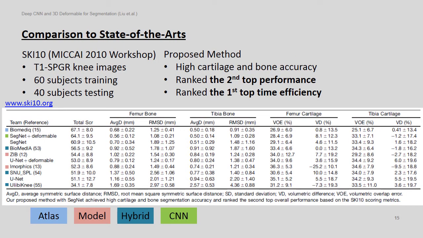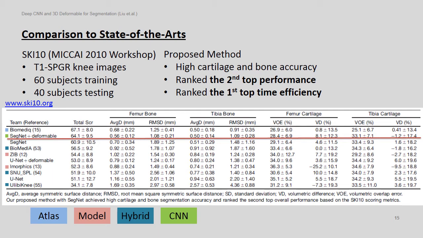We evaluate our methods on the online knee joint image dataset hosted by the MICCAI 2010 SKI-10 workshop. The network is trained on T1-weighted knee images from 60 subjects and evaluated on 40 subjects. A rank score was given based upon segmentation accuracy for bone and cartilage, with a higher score meaning better performance. In contrast to other state-of-the-art segmentation methods, utilizing atlas-based, model-based, and hybrid approaches, our method achieves an overall score of 64.1, which puts our method in the second top position.